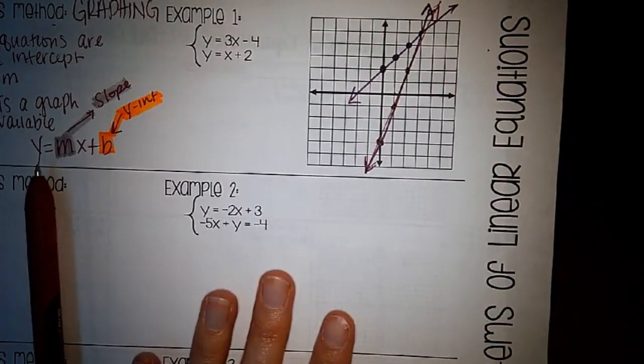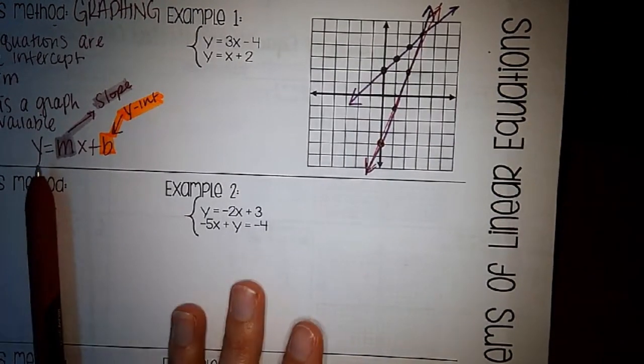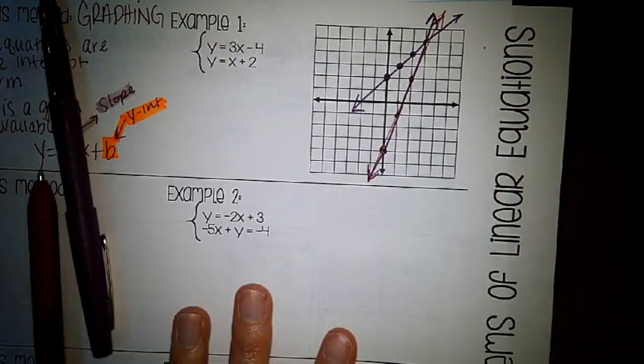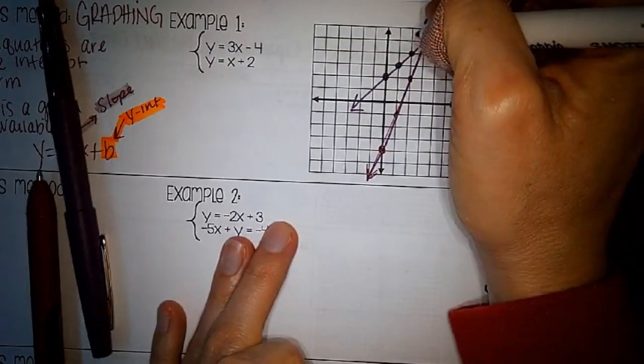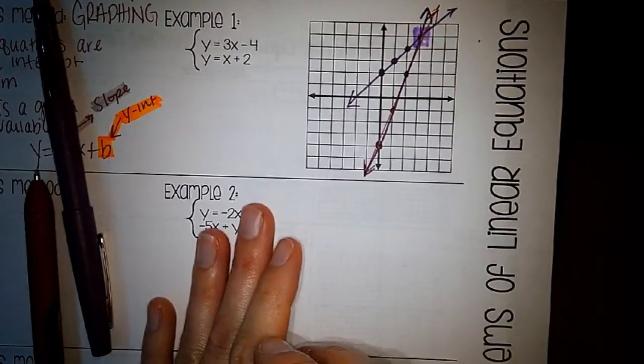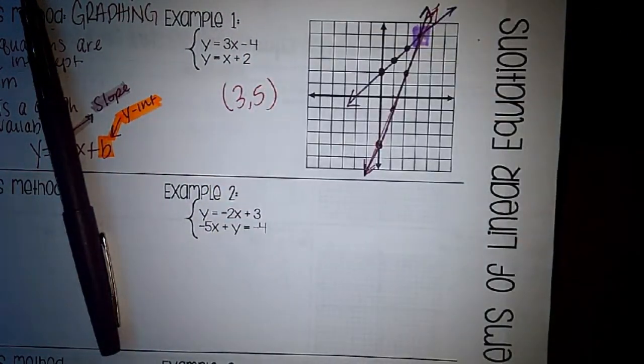So what is their intersection? What's their solution? Where do they meet in the middle? They meet in the middle right here. So that coordinate point is 3, 5. This is when it makes sense to solve by graphing.